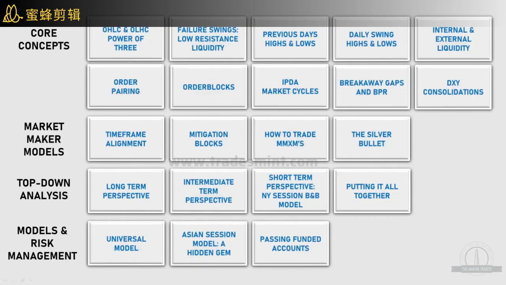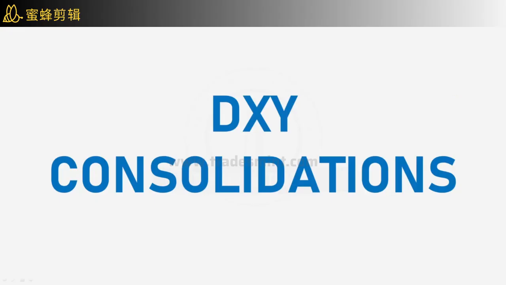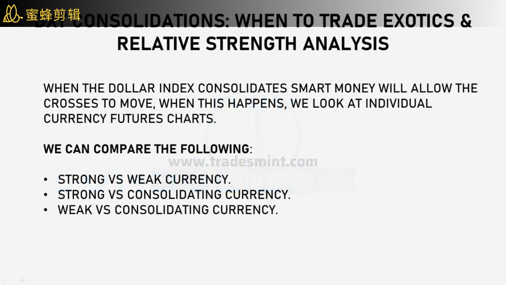So we've reached the final lesson of core concepts, which is DXY consolidations. DXY consolidations, when to trade those exotic pairs and how to do relative strength analysis. When the dollar index consolidates, smart money will allow the crosses to move, and when this happens, we look at those individual currency futures charts.